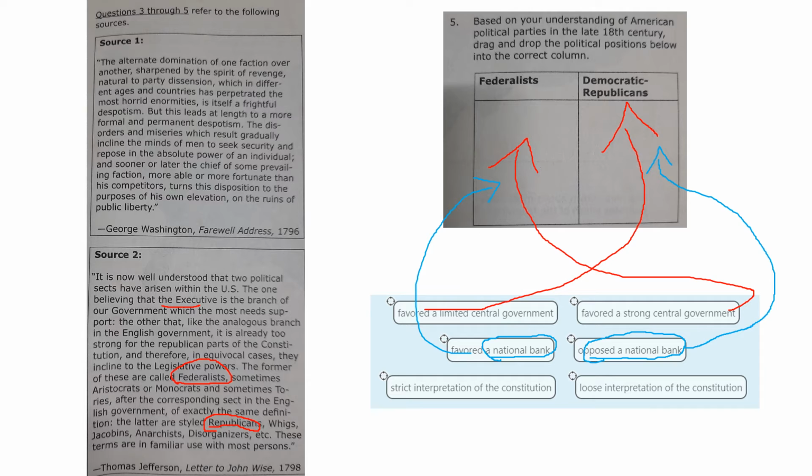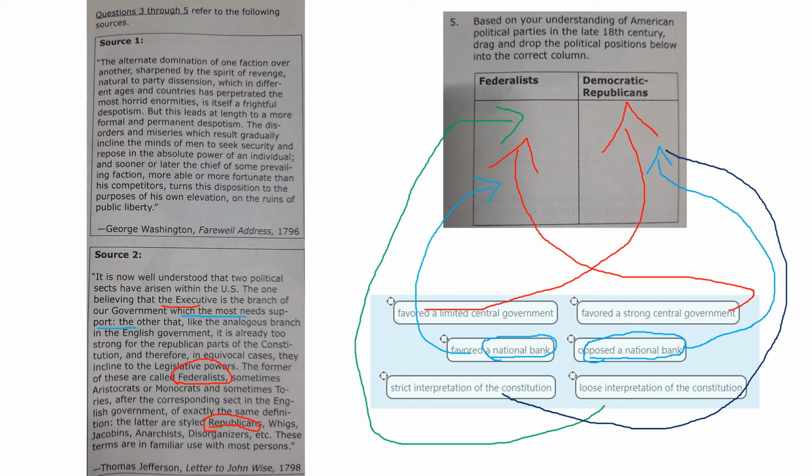And then we have strict interpretation of the Constitution and loose interpretation of the Constitution. Now, the Federalists believe the executive needs more support. Okay, so if the executive needs more support, they should be taking more power. Powers that maybe the Constitution does not give them. So they want a loose interpretation of the Constitution so that the president can take more power. On the other hand, the Democrat Republicans want a very strict interpretation of the Constitution so that the president cannot take any additional power.